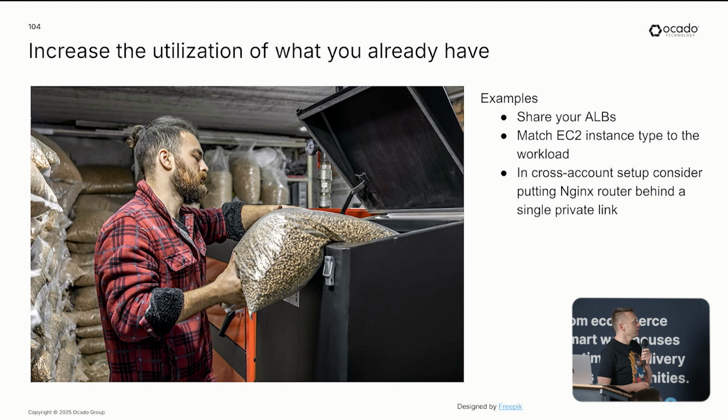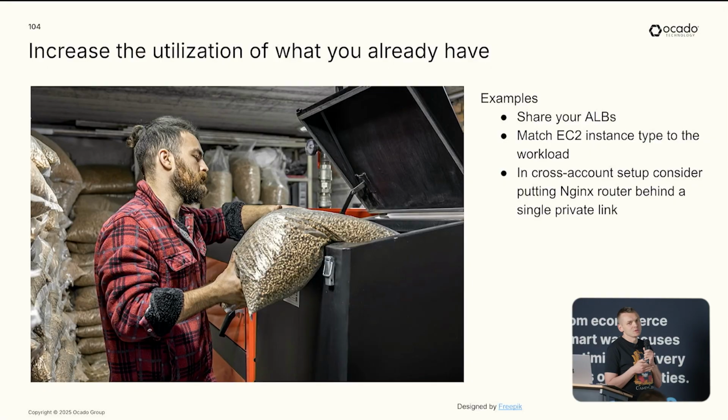The rule number 3 is about increasing the utilization of what you already have. Some examples that we've given you are about sharing our application load balancers. Previously we were doing one ALB per single application. Now we have multiple under a single one. There is also a case for right sizing. You should match your EC2 instance type to the workload. If you figure out that your application only uses 5% of CPU, maybe it's time to downscale the instance.